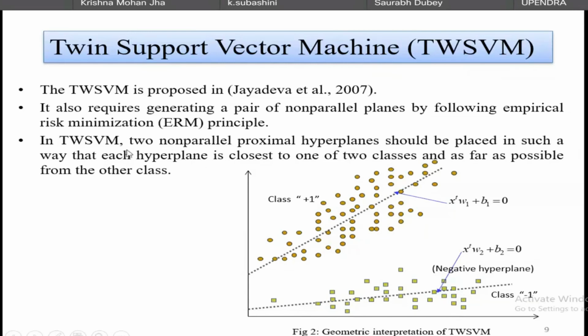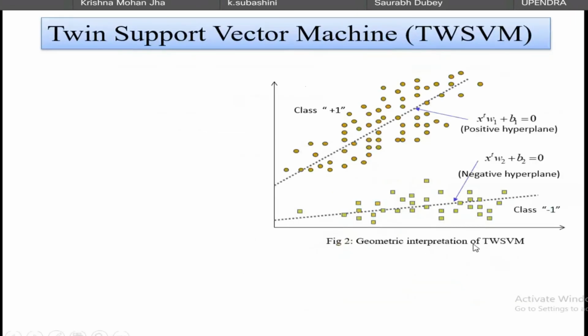So in twin SVM, there are two non-parallel proximal hyperplanes, because in SVM we try to find only a single hyperplane, but in twin SVM we try to find two non-parallel proximal hyperplanes, placed in such a way that each hyperplane is closest to one of the two classes and as far as possible from the other class. So how can you represent those things? Obviously, this will be your final classifier. How will you represent those things in terms of mathematics?